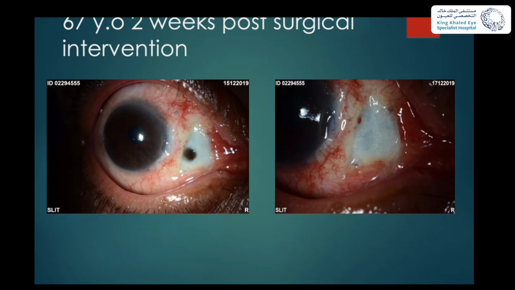He improved immediately, and this is why I think it's the controlling of the infection. It was Pseudomonas, and we know Pseudomonas even in the cornea has a good response immediately.